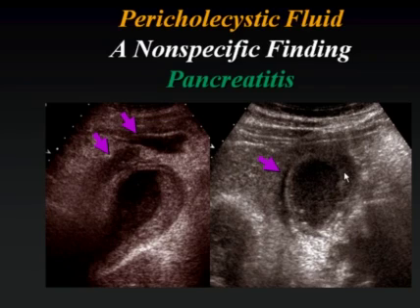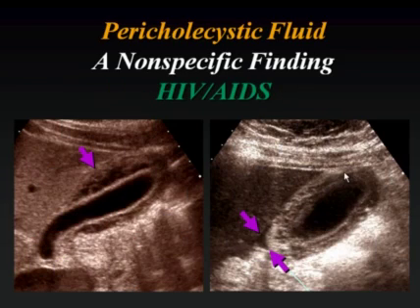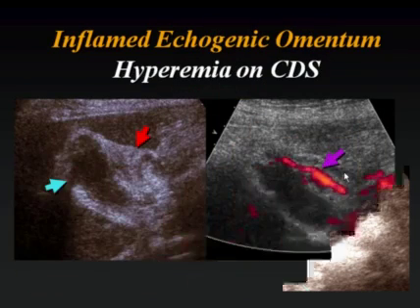Pericholecystic fluid is also seen in other acute entities. Here's a patient with pancreatitis. Here's a patient with peptic ulcer disease, with fluid both in Morison's pouch and around the gallbladder. So we have to be a little bit circumspect about this finding. There's another example of pericholecystic fluid in HIV/AIDS in two different patients. They often have marked gallbladder wall thickening, and it's not uncommon to see a little bit of fluid around the gallbladder.